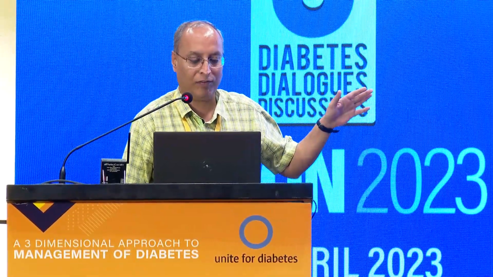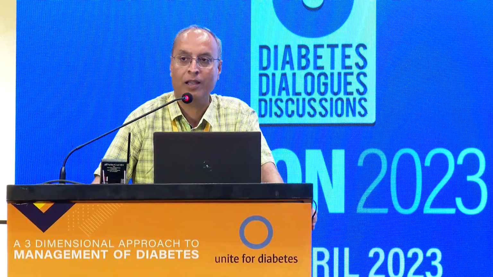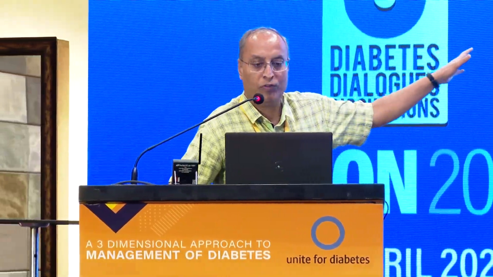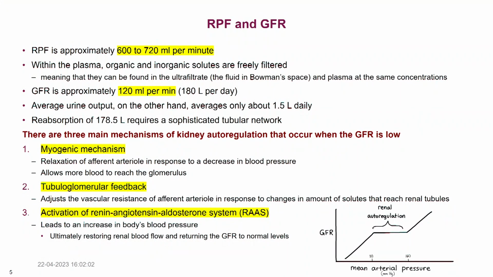Now, this is a schematic diagram of two kidneys, nephron, Bowman capsule, which all of us know, have read during our first and second professional examination. Now, there is a renal plasma flow which is around 600 to 720 ml per minute. Normally, GFR is around 120 ml. Remember, there are three mechanisms responsible for auto-regulation of GFR: the myogenic mechanism, which involves relaxation of afferent arterioles, tubuloglomerular feedback, and third, activation of the RAS system.